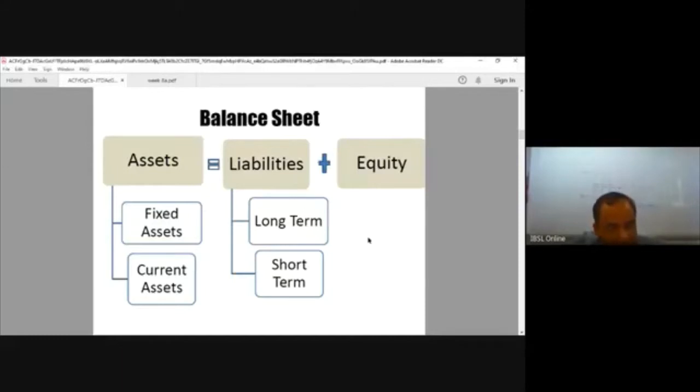The other side is how it is funded, right? The primary source of funding assets is equity, then the liabilities. Liabilities come from long-term to short-term borrowing, right? That's precisely what the balance sheet is about for a company, or even an individual. That's the balance sheet.